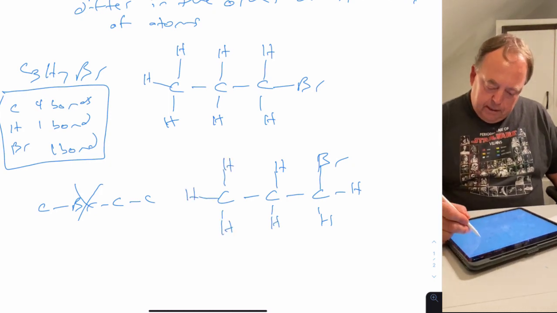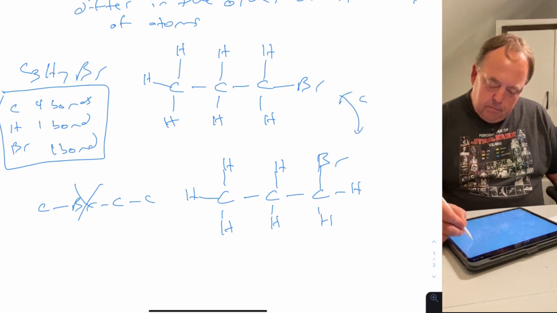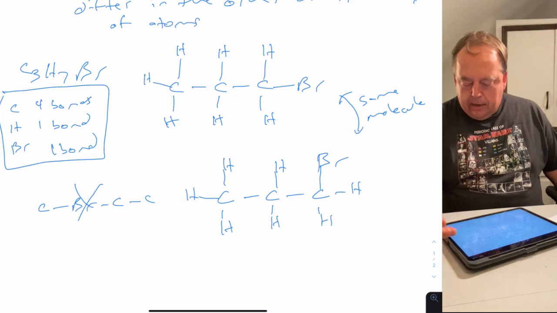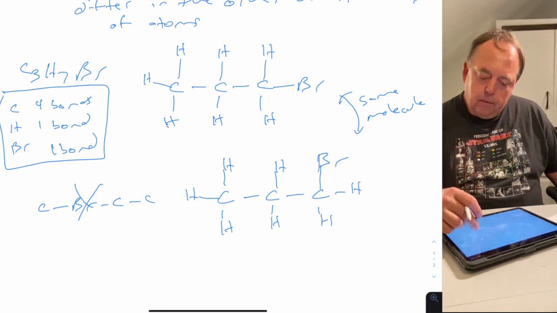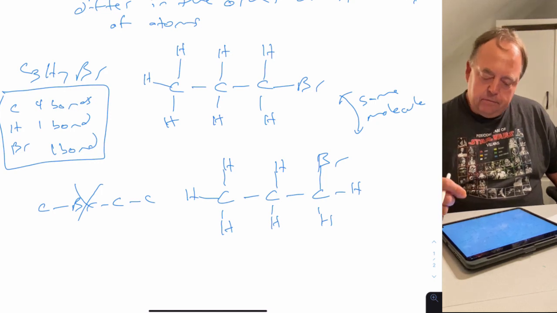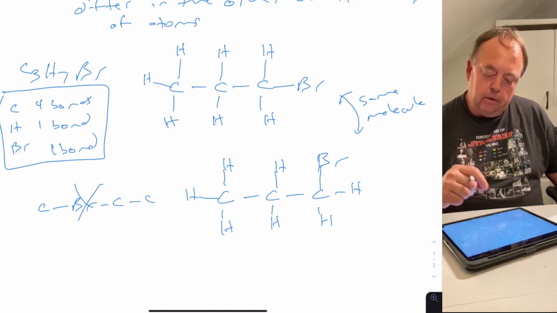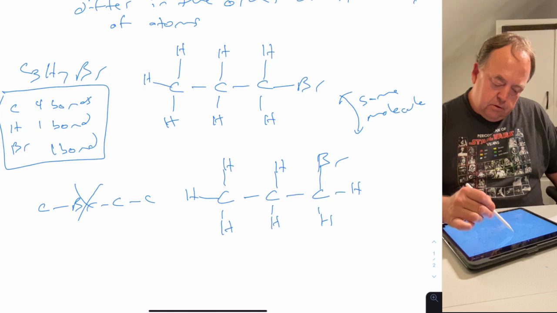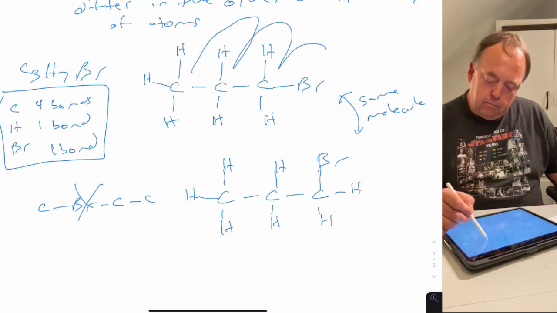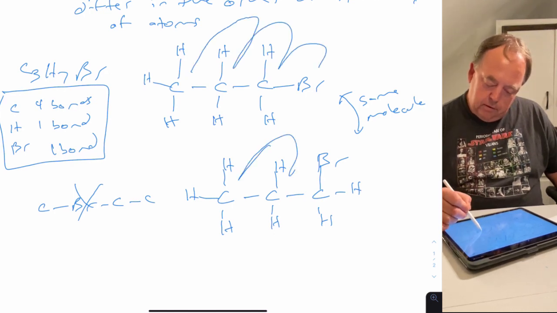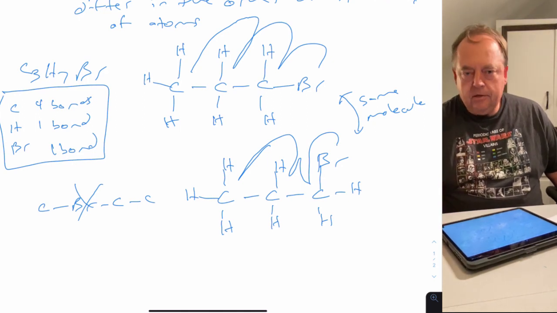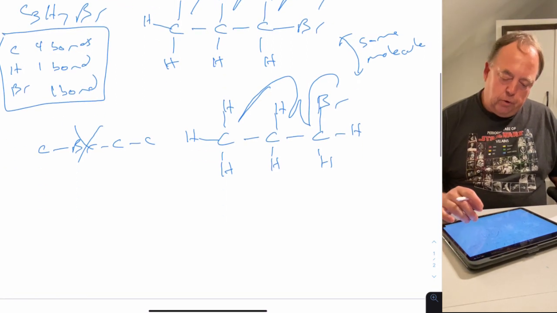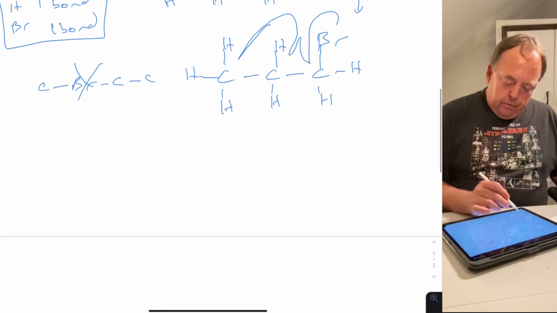So what you want to recognize is that these are the same molecule. It doesn't matter that we wrote the bromine on the left versus above the last carbon. The order of attachment of atoms is the same. It is still carbon, carbon, carbon, bromine. Order of attachment is the same, so it is the same molecule. They're not constitutional isomers.